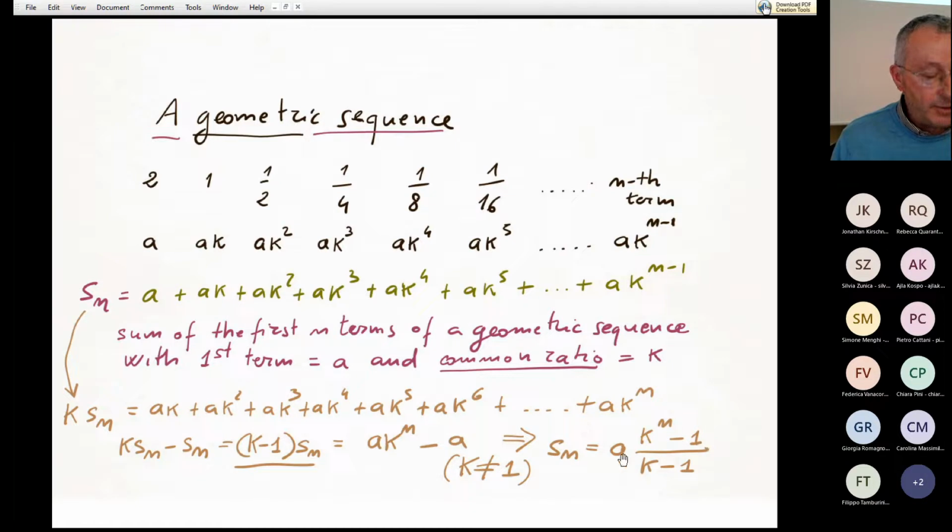We have a formula here, which is the first term times a fraction: common ratio to the power of n, minus 1 in the numerator, common ratio minus 1 in the denominator, okay? So if you are interested in the proof, it is here. It's 2 lines of proof, okay? This is a very important formula. The sum of n terms following a geometric sequence with first term a and common ratio k.